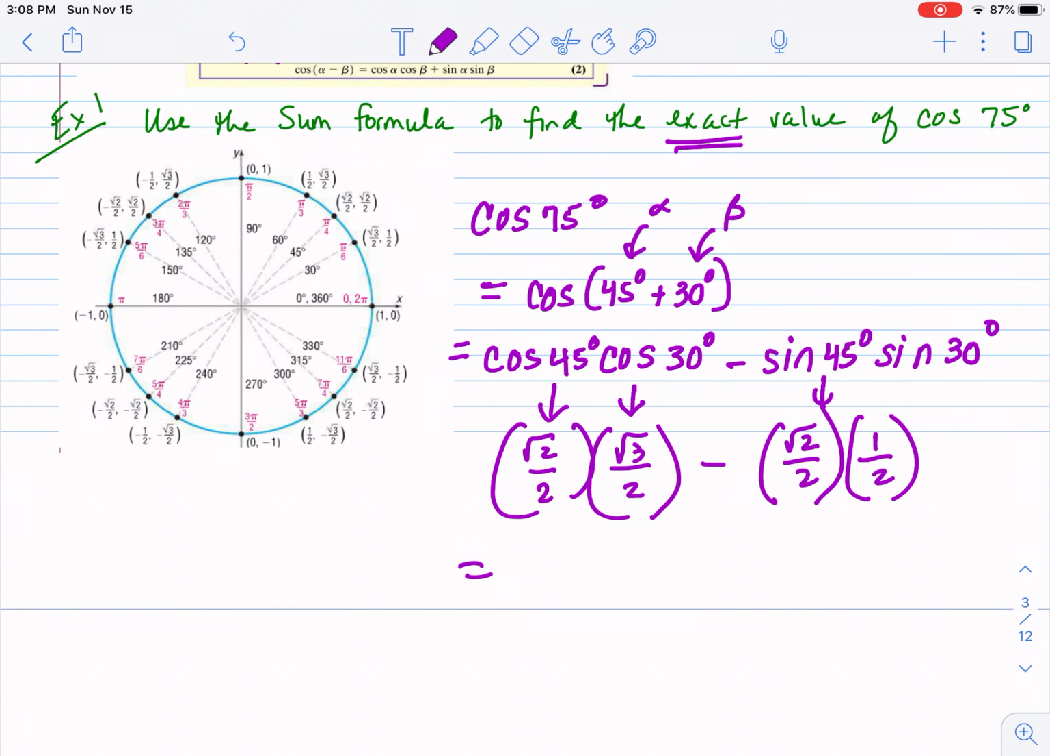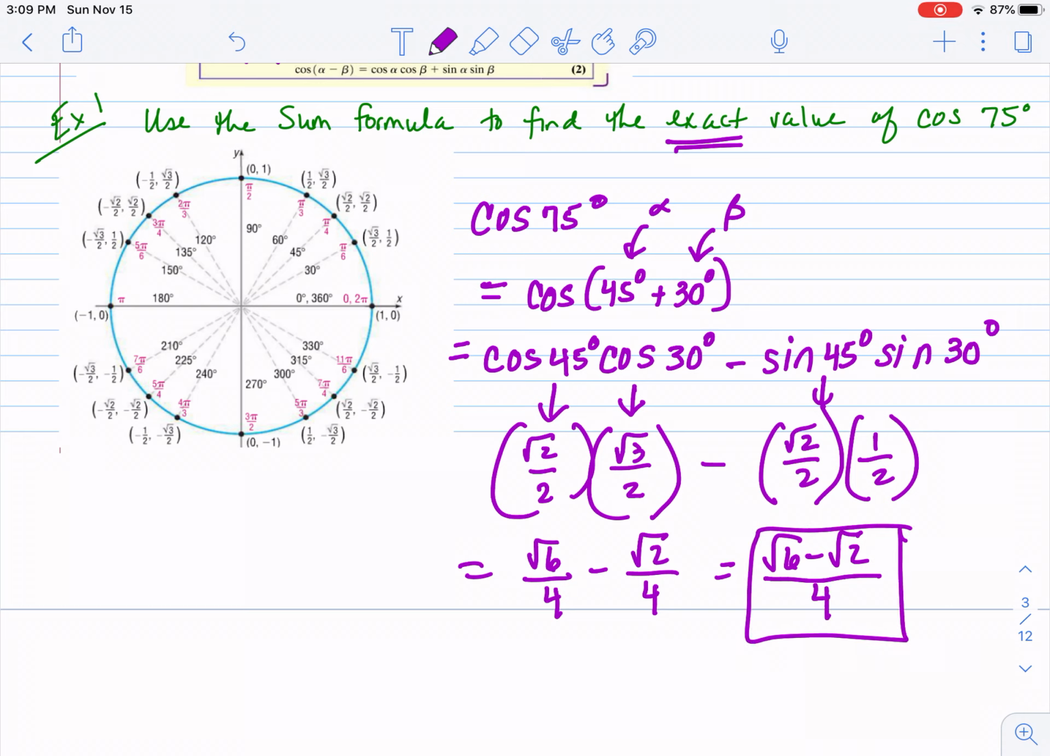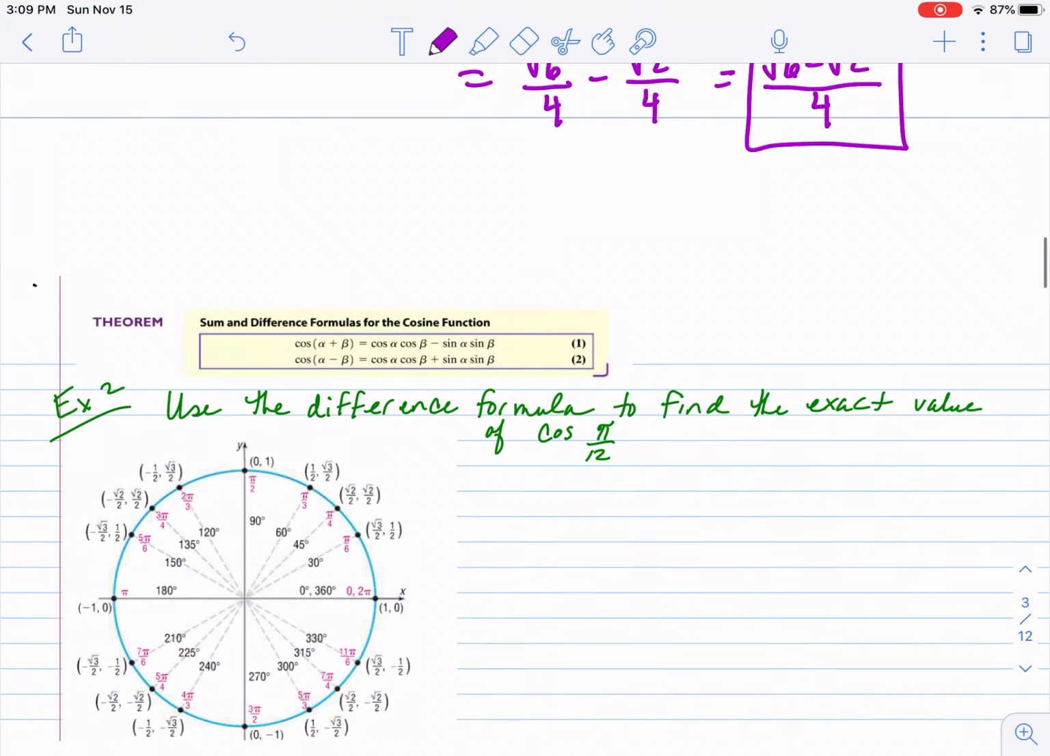Then just finish it out. Rad 2 times rad 3 is rad 6. 2 times 2 is 4. Minus rad 2 times 1, which is rad 2 over 4. There's my answer, rad 6 minus rad 2 over 4. Those are not like radicals, so we'll leave it just like that, and that is your exact answer. So these are pretty easy. I don't think I need to do much more.